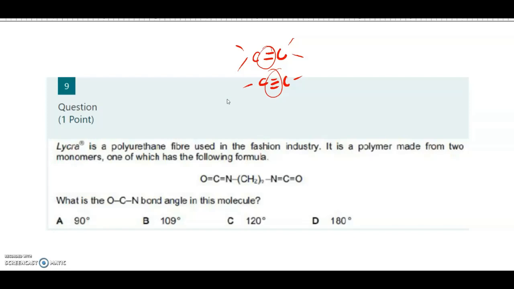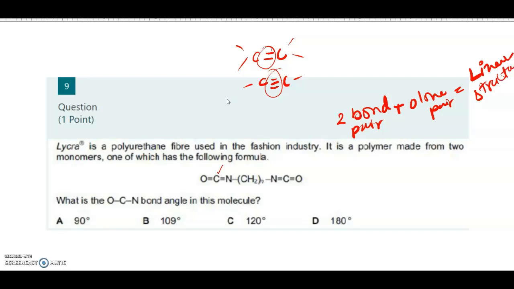So if we want to determine the bond angle, we have a central atom carbon and it has two bond pairs and there is no lone pair over it. So a molecule which has two bond pairs plus zero lone pairs has a linear structure and their bond angle is 180. So option D is the correct option.